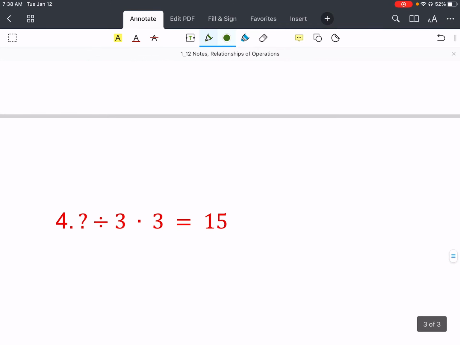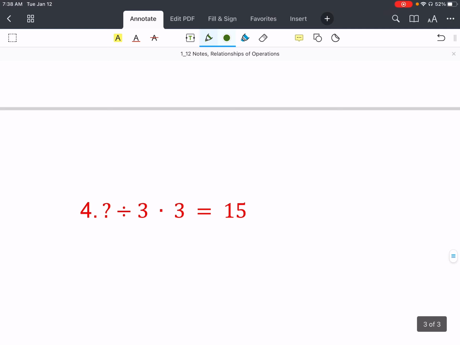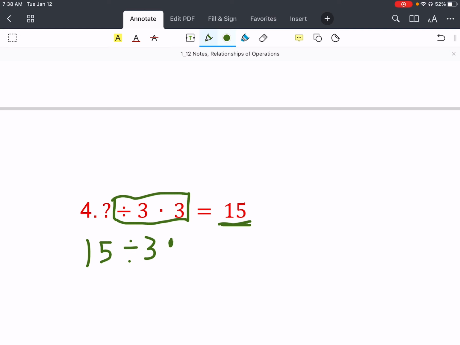I think we got one more example. We have a question mark, and then divided by 3 times 3 equals 15. Again, I'm looking here. I see that these two are opposites, so that means we're going to end up or start with the original number. So that means that 15 divided by 3 times 3 is equal to 15. And this 15 should be in a different color.